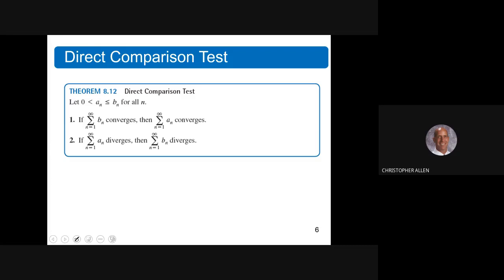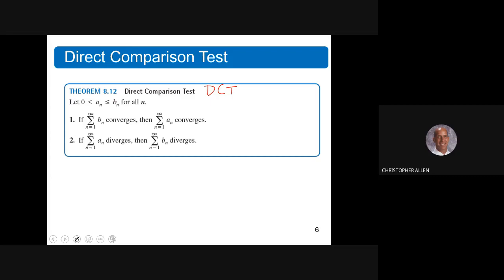So let's go ahead and discuss our first type of test that we can use, which is called the direct comparison test. You'll see me abbreviate it as DCT, direct comparison test. Here's what it says. In fact, last week when we were doing our practice problems on Friday, I think it was Stephen who did one of the harder problems. Instead of using the integral test, he actually used this test. So that was a really awesome moment.